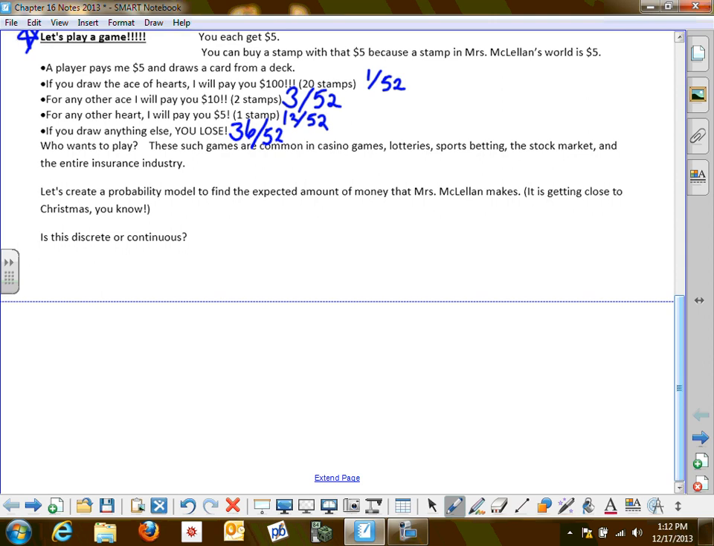We're going to create this thing called a probability model to show the probability of each event. So my first question is, is this a discrete or continuous amount of events? It is discrete. There are 4 possible events. Okay? So that is a countable amount of events that can happen.